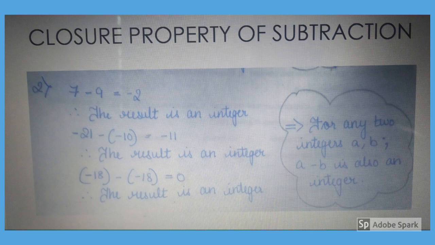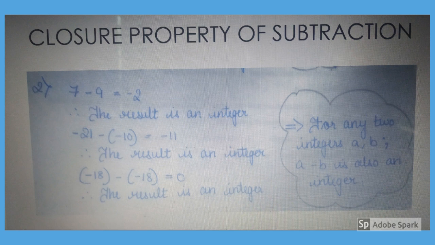Now looking forward, the next example is minus 21 minus minus 10 is equal to minus 11, therefore the result is an integer. So the result is also an integer. And in the next example, minus 18 minus minus 18 is equal to 0, and therefore the result is also an integer. Okay, so from this we can infer that for any two integers a, b, a minus b is also an integer. So for any two integers, a minus b is also an integer.